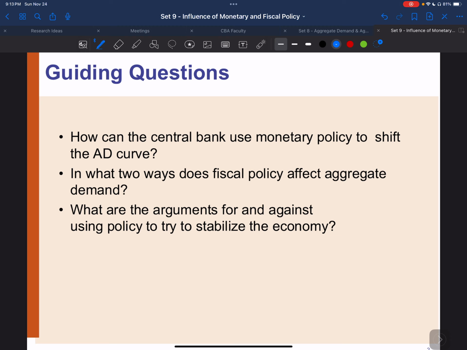This section will explore how central banks, for example, the Federal Reserve in the US, use monetary policy to influence aggregate demand, and the ways that fiscal policy, including government spending and taxation, affects aggregate demand. We also examine the debate on whether policymakers should actively stabilize the economy or let it just self-correct, let it adjust naturally.